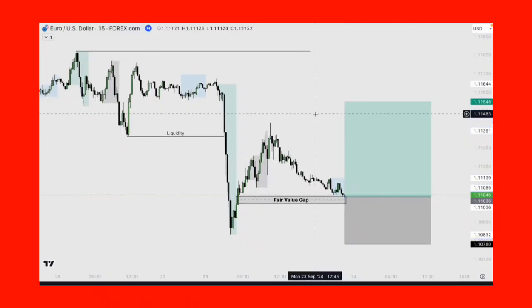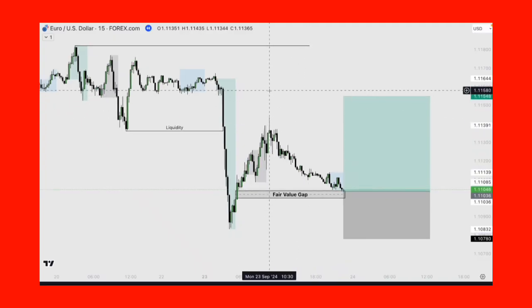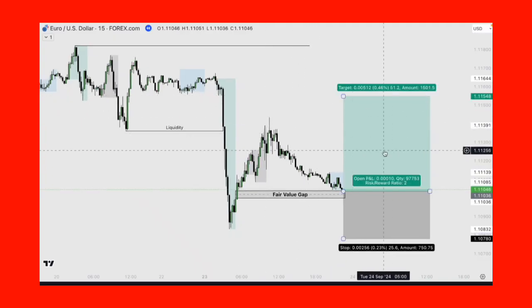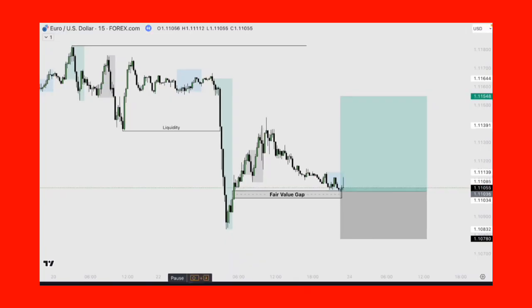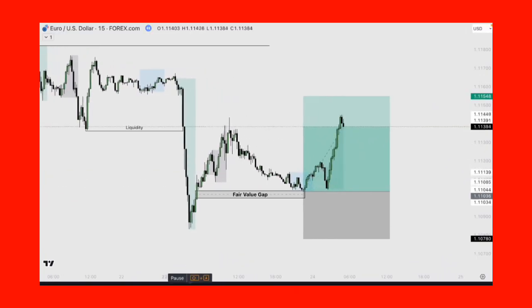I do not want you to overcomplicate it to target market maker models or target liquidity. I simply want you to target a 2 to 1 risk to reward. Keep it simple. Let's play this forward to see what happens.